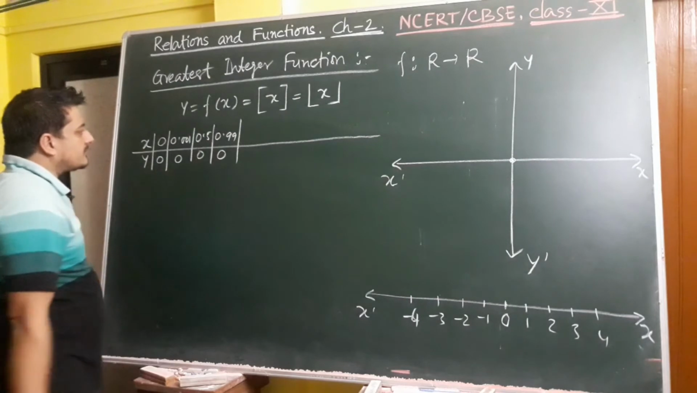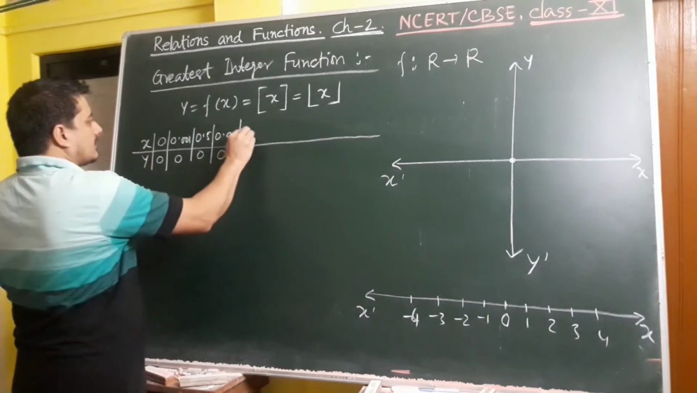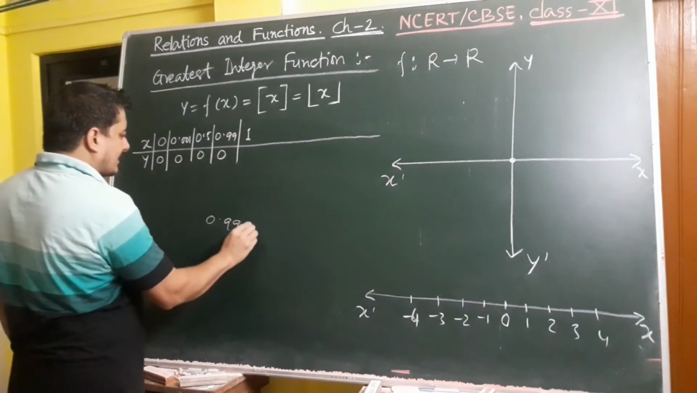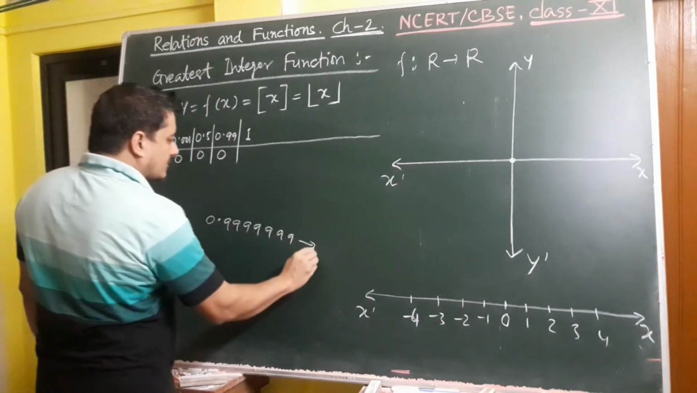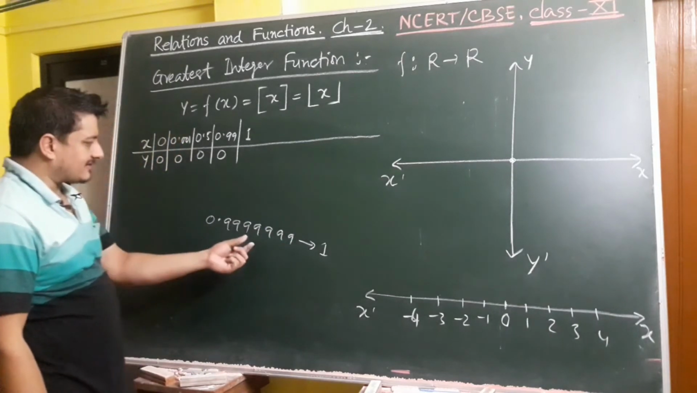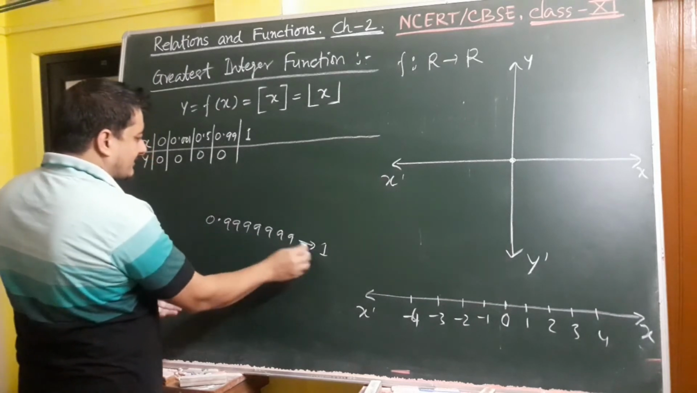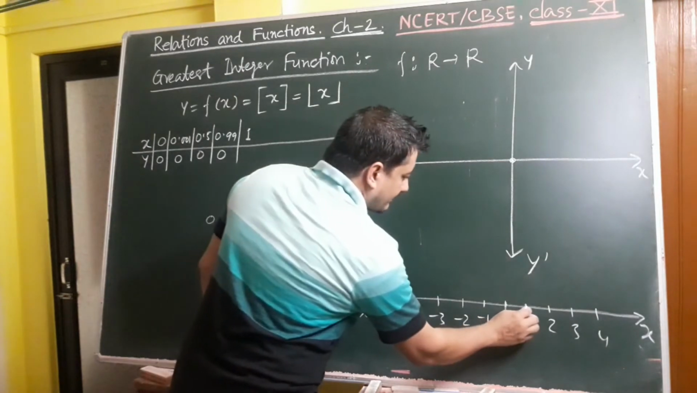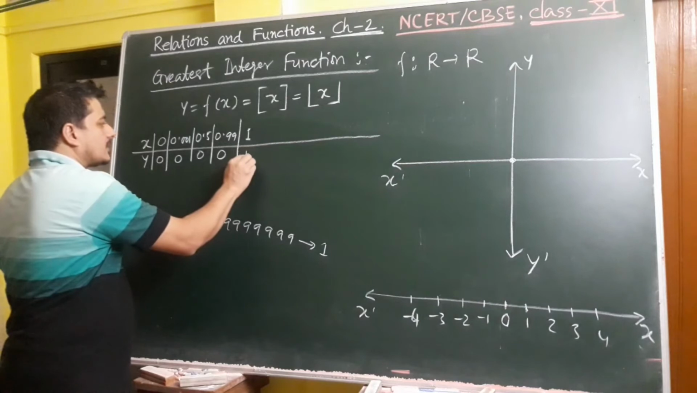Now, from 0.99 you increase it slightly, you make it 1. From 0.9999999, from here you make it to 1. So here it is slight increase in the value of x. So if you increase the value of x slightly, then at 1, what will be the value of y? It will be 1 only.